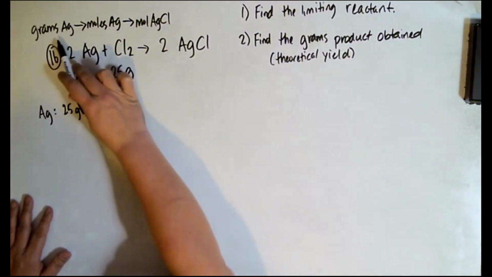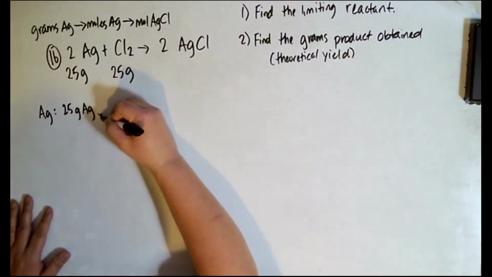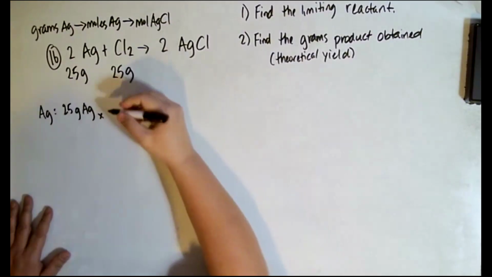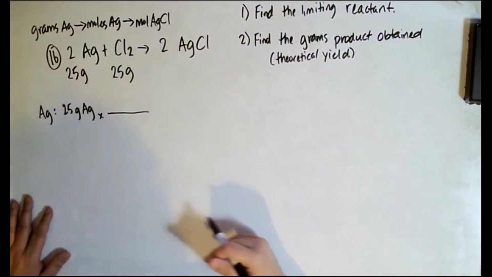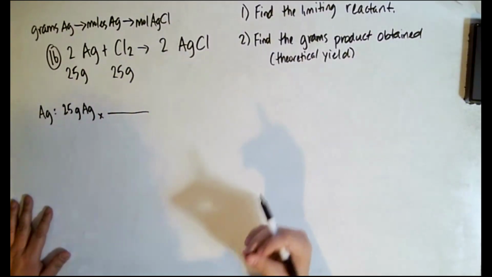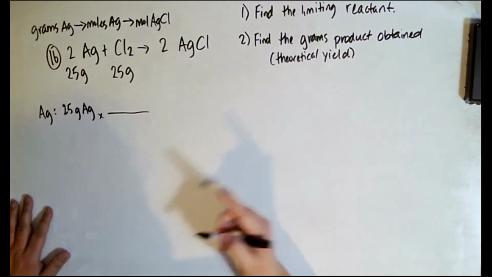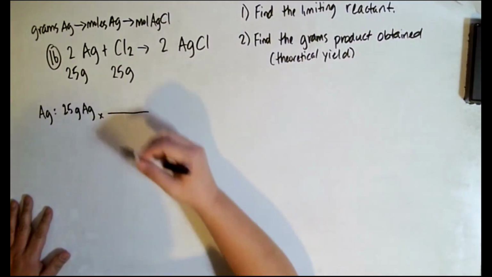So my first step when I go from grams of silver to moles of silver has to be done using the molar mass. Anytime you go between grams and moles, that's a molar mass value that you're going to need. The molar mass for silver is 107.87.